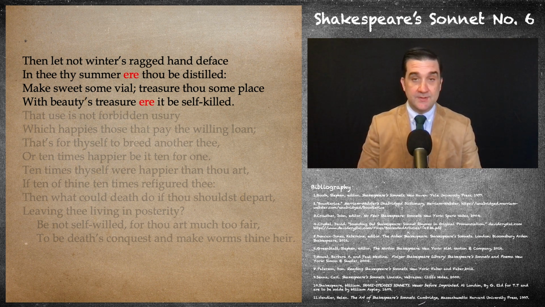Ere we get to the important stuff, it's probably best first to define the archaic word that we encounter in this quatrain, and that archaic word, of course, is the word ere.